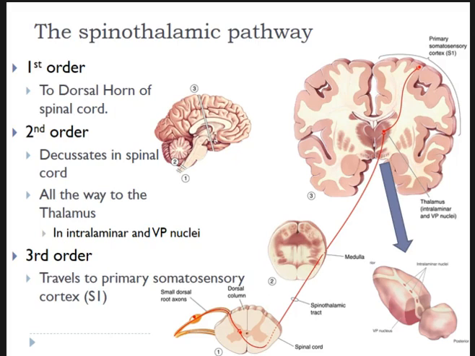The third order neuron would then carry us up to the primary somatosensory cortex, that S1 area 3B area that we were just talking about. It ends up in the same basic location, just in a slightly different layer and slightly different collections of cells in that area.